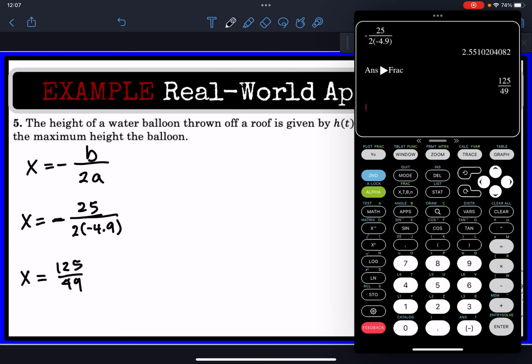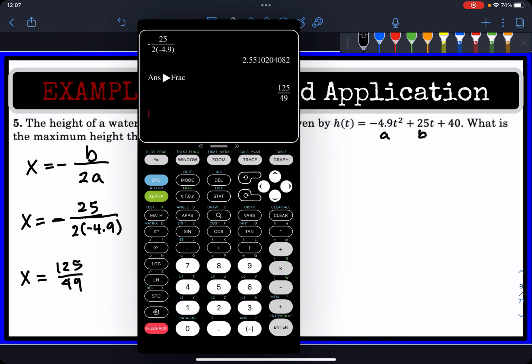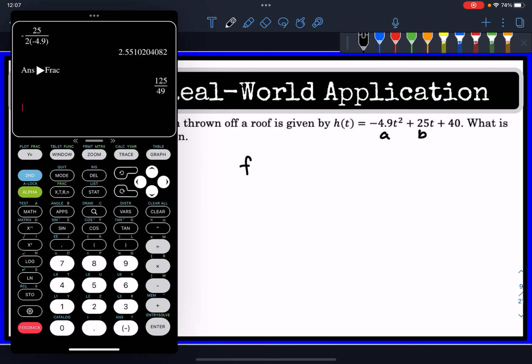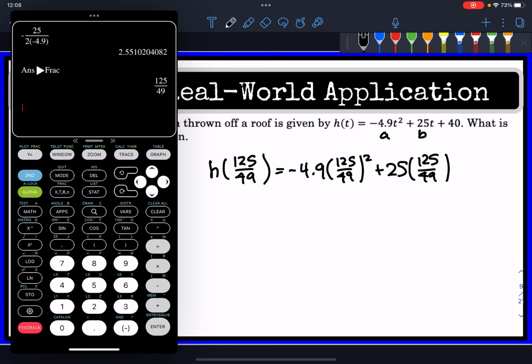So now, using that value, let me move this over here, we're going to plug in that value into our function for t. So h of 125 over 49. And let's see what that's going to give us. So we have -4.9 times 125 over 49 squared plus 25 times that exact same number, then plus 40.